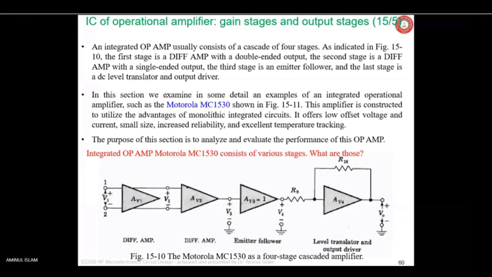I'm over time. So in the next class we'll discuss from here onwards, that is integrated operational amplifier, gain stage and output stage. The same differential amplifier we discussed today will be used in the next lecture, that is operational amplifier.